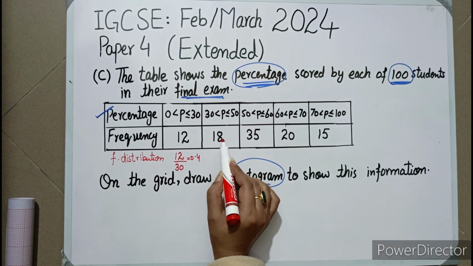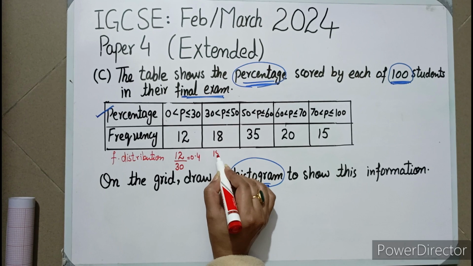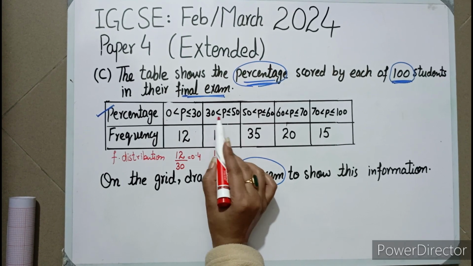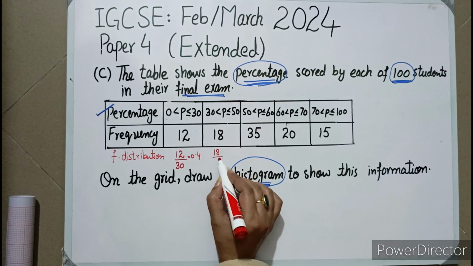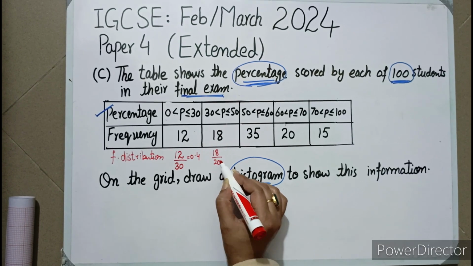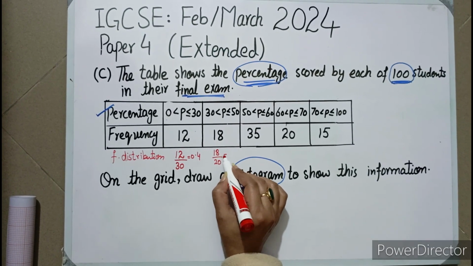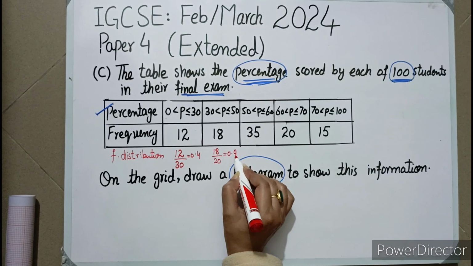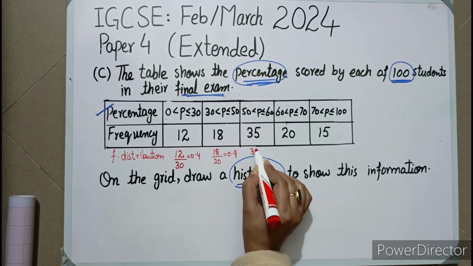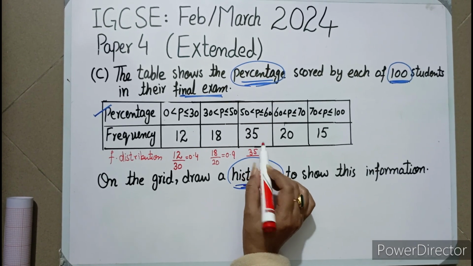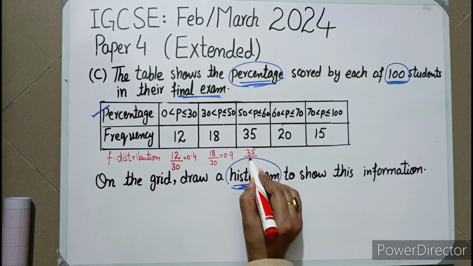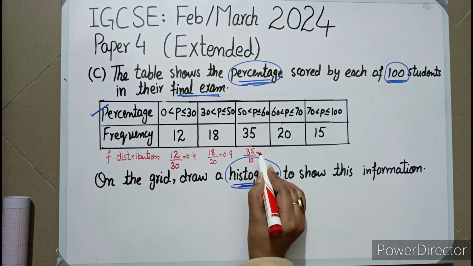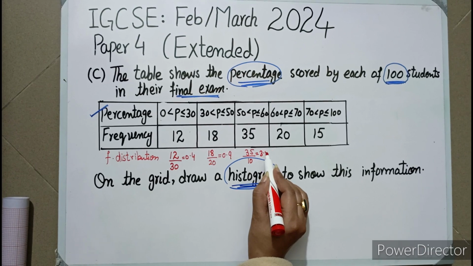Same thing you have to repeat over here. You have to divide 18 by the difference of 50 and 30. The difference of 50 and 30 is 20. So after dividing, you will get the answer 0.9. Repeat the same process over here. Divide 35 by the difference of 60 and 50. 60 minus 50 is 10. So after dividing 35 by 10, you will get 3.5.